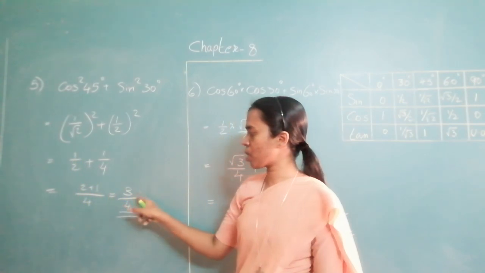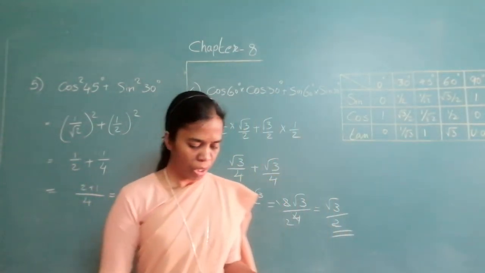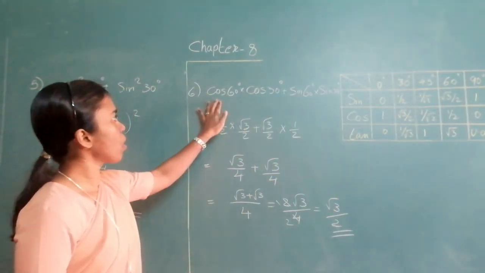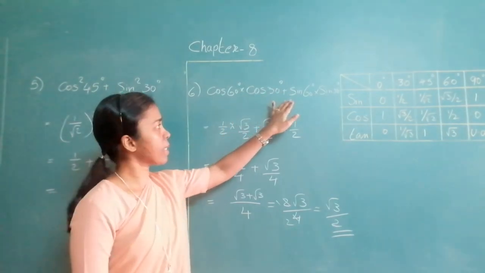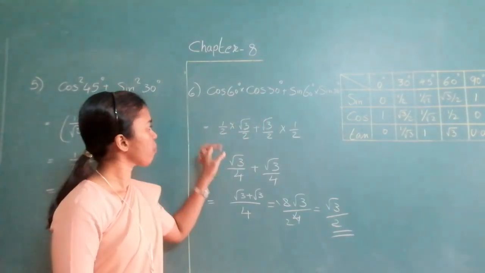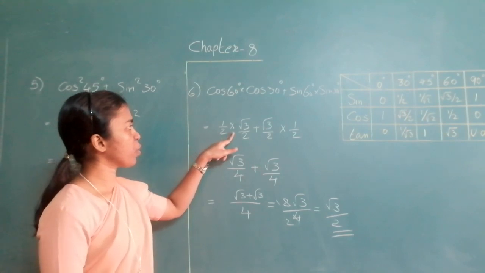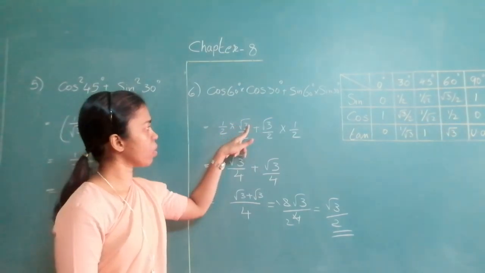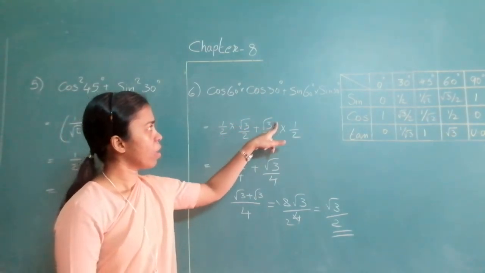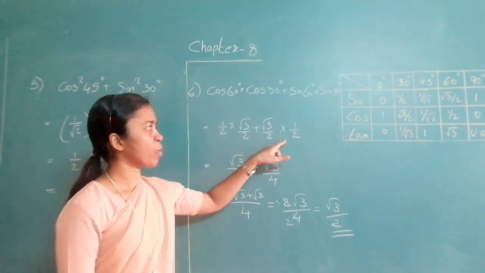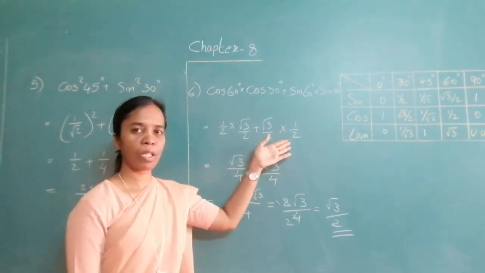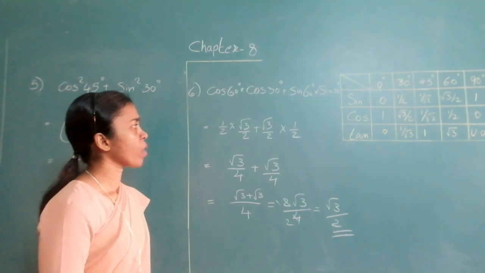2 plus 1, that is equal to 3 upon 4. The next question, number 6. Cos 60 into cos 30 plus sin 60 into sin 30. Cos 60 is 1 upon 2, into cos 30 which is root 3 upon 2, plus sin 60 which is root 3 upon 2, into sin 30 which is 1 upon 2.